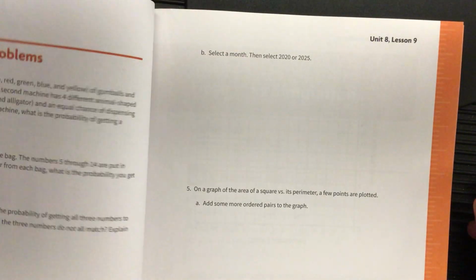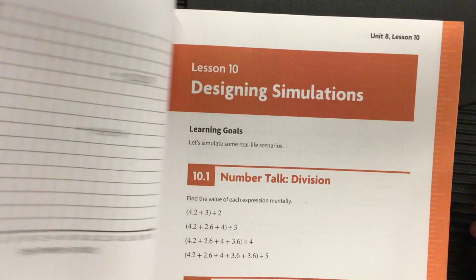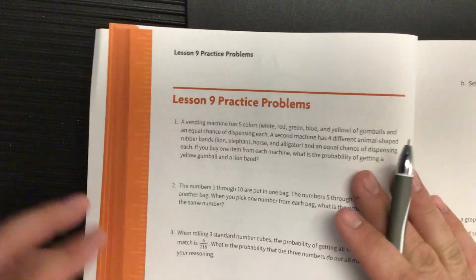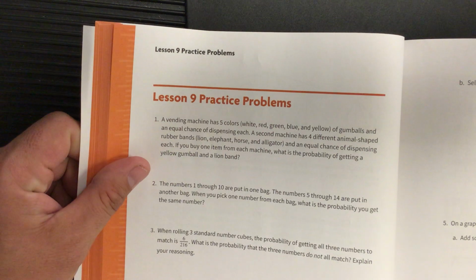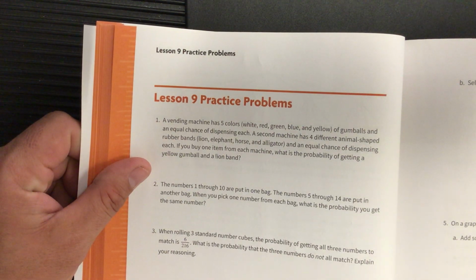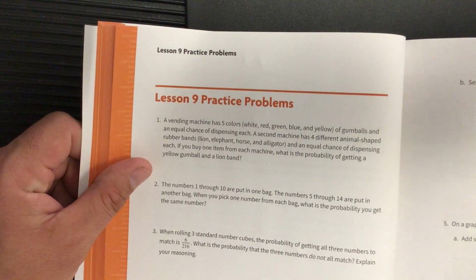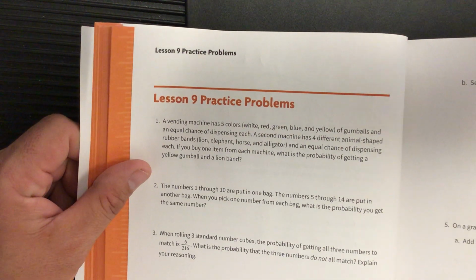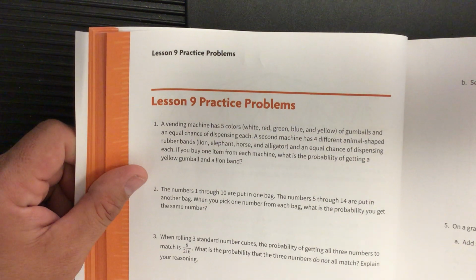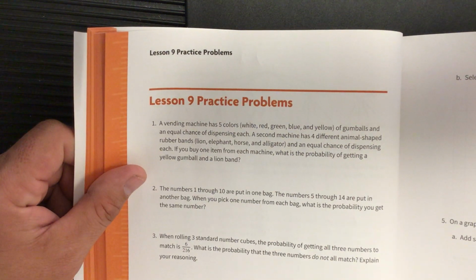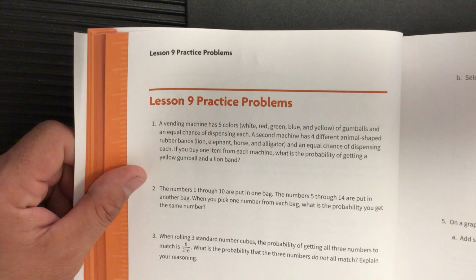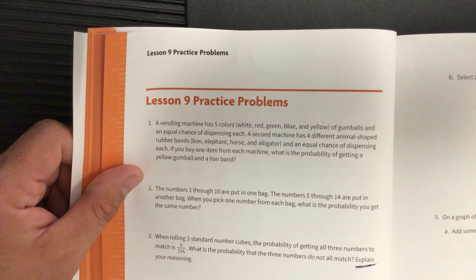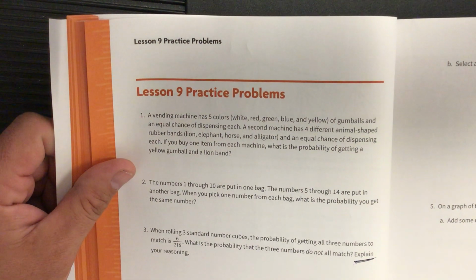Okay, take a look at homework problems. Starting on page 76, question 1. Talking about a vending machine. 1 has colors, 1 has animals. What's the probability of getting a yellow gumball and a lion? I think you can answer that one quite easily. 2's probability. 3's probability. Make sure you explain number 3. That one, make sure you read the question on that one.